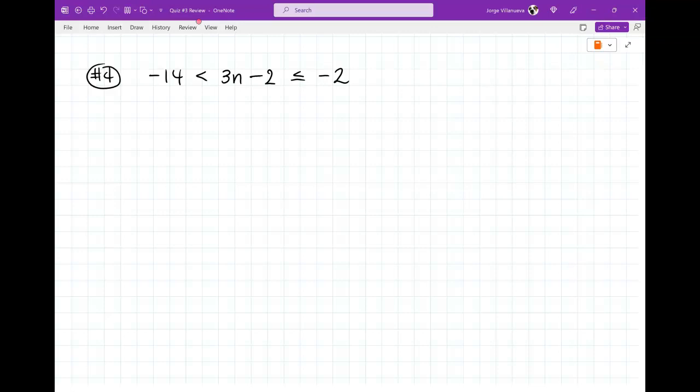Now we're trying to solve for n, for 3n minus 2. So what we want to do is move the -2 first, and then we'll divide by 3 later, okay? So in order to get rid of the -2 in the middle, we're going to add it, but not just to the left side, we're going to add it to the left and to the right. So let's do that to both sides here. So this comes out to -12 less than 3n less than or equal to 0.